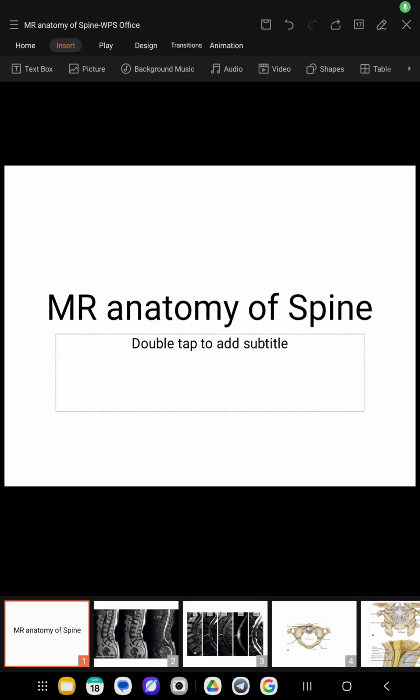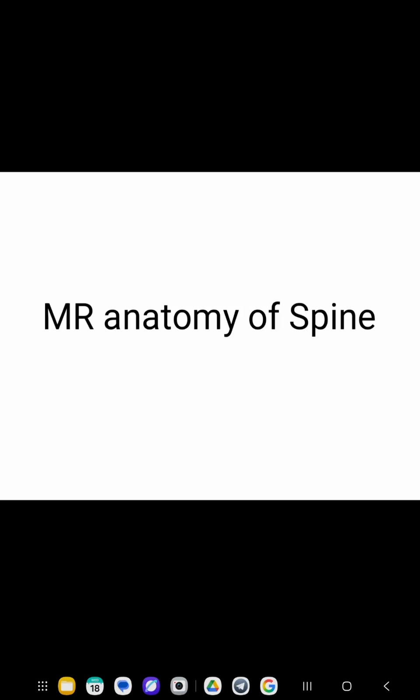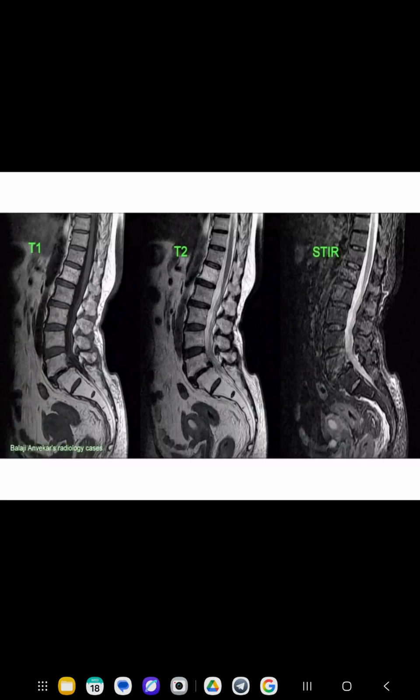To learn about the MR anatomy of spine. So these are the different images: T1, T2 and STIR. These are the different sequences of MRI.